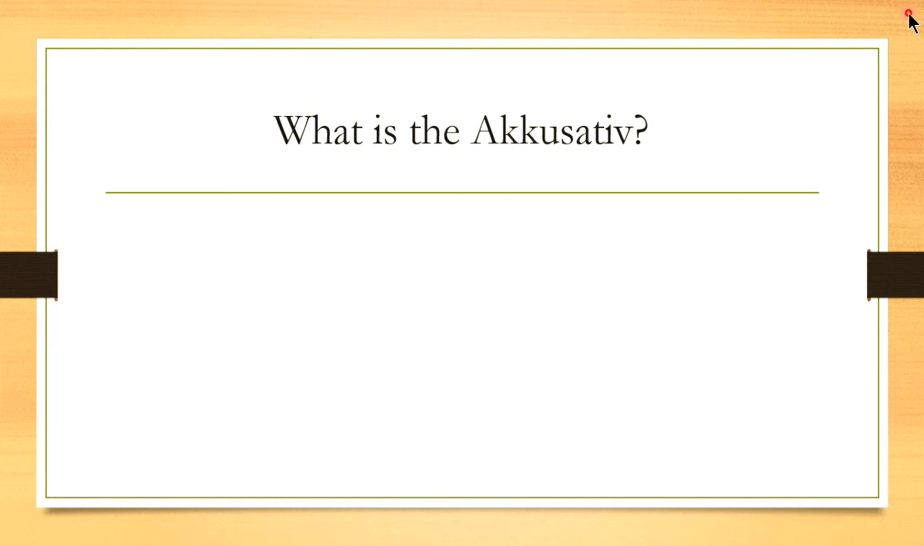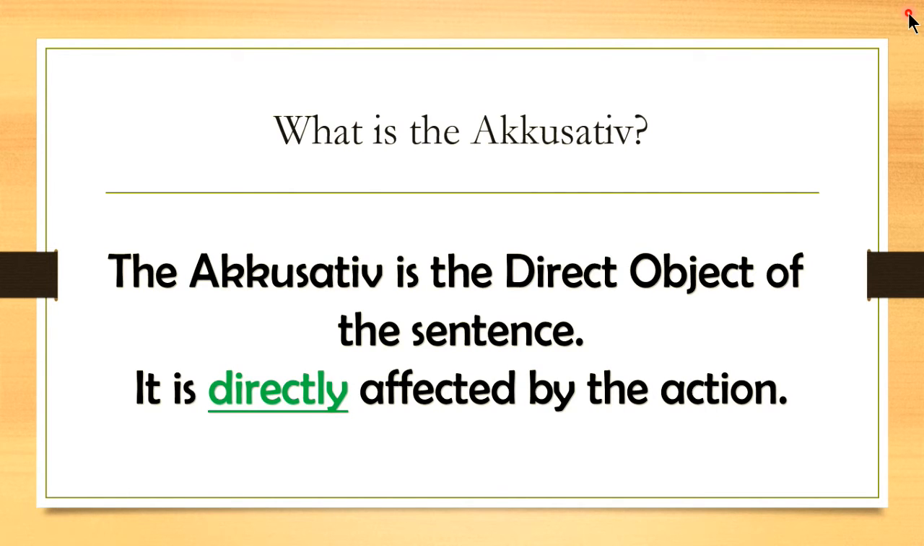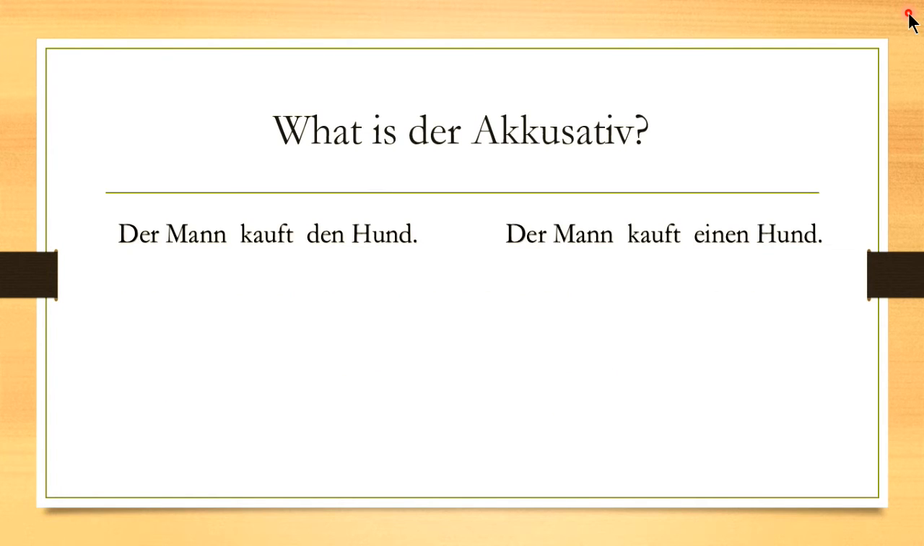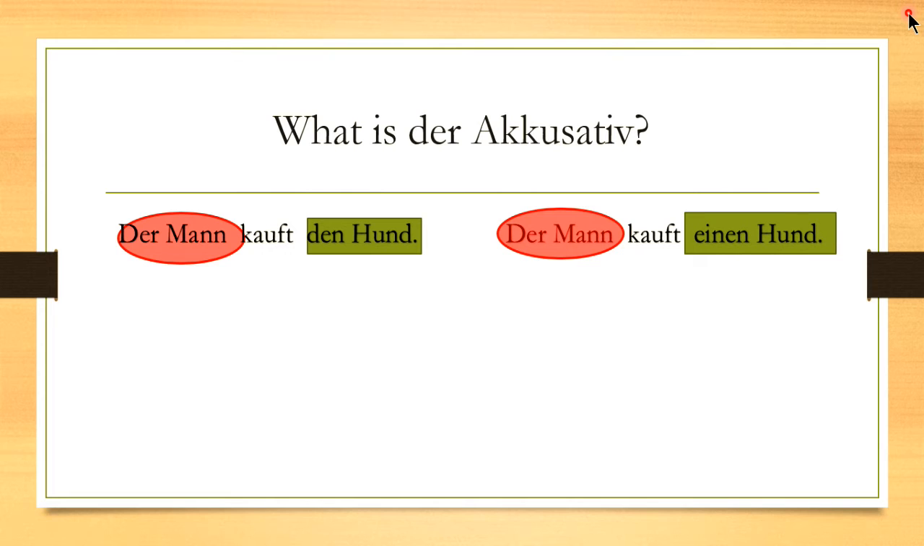All right, what is the accusative? The accusative is the direct object of the sentence. It is directly affected by the action. Again, let's look at an example. Der Mann kauft den Hund. Der Mann kauft einen Hund. Der Mann is still the subject of the sentence. Den Hund is now the direct object, or the accusative of the sentence. Same thing over here. Der Mann subject and einen Hund is the accusative, the direct object.